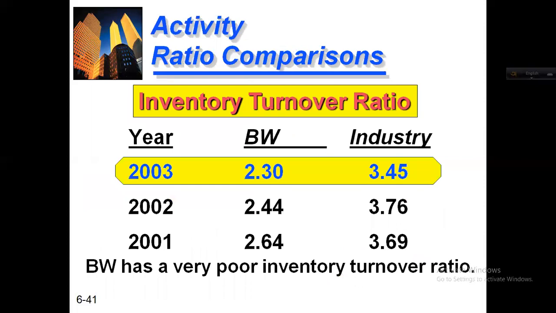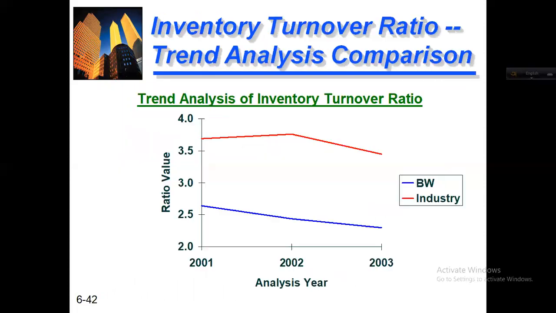So in the activity ratio trend analysis from 2001 to 2003, you can see that our inventory turnover ratio started at 2.64 and is in a decreasing trend. That means BW has a very poor inventory turnover ratio. And this is the graph. You can see that BW's inventory turnover ratio is lower than the industry average.